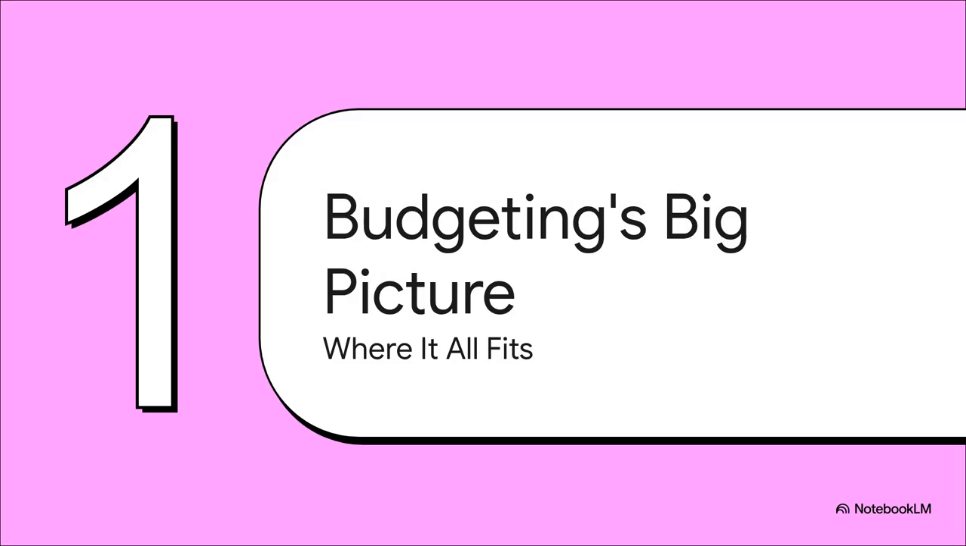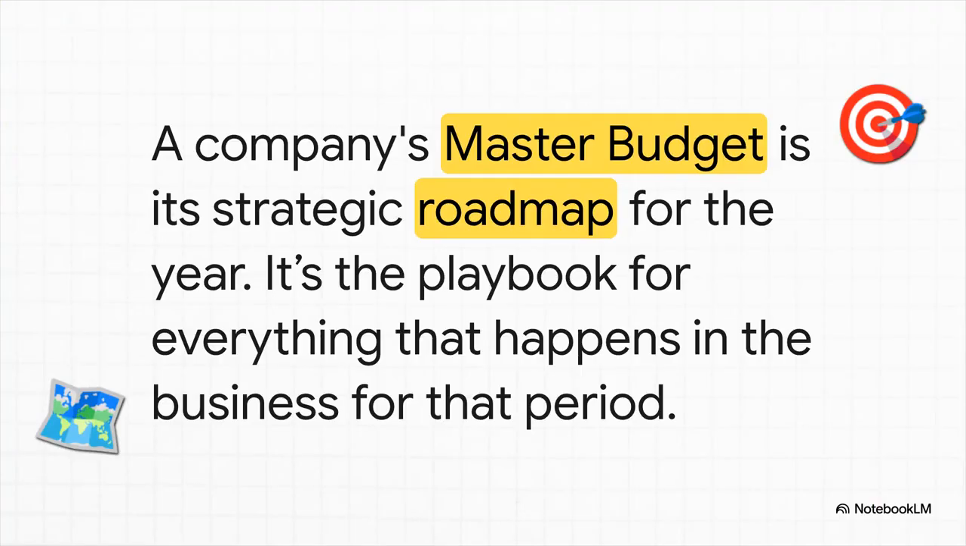Now, to really understand this one specific budget, we first got to zoom out and see where it fits into the bigger picture. Every company has a master plan, a sort of financial roadmap for the whole year. This master budget isn't just a single document. It's much better to think of it like a big binder, full of different but interconnected plans that all work together. It's really the playbook for the entire business for a specific period of time.